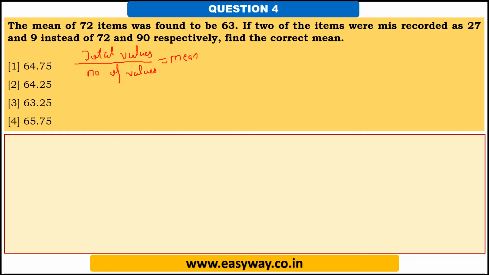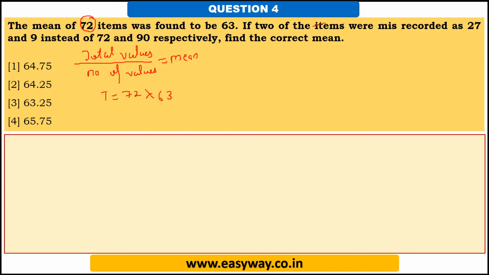Now how many values, how many items do we have? 72, and what is the mean? 63. So let us say total value is T. Now what is the number of values? 72, and what is the mean? 63. So T is 72 into 63.